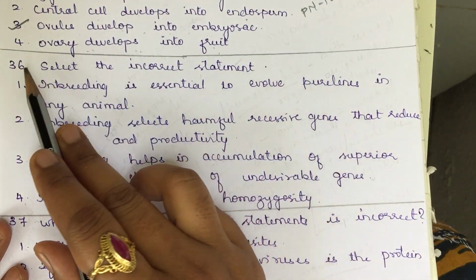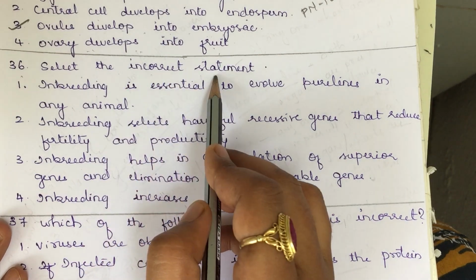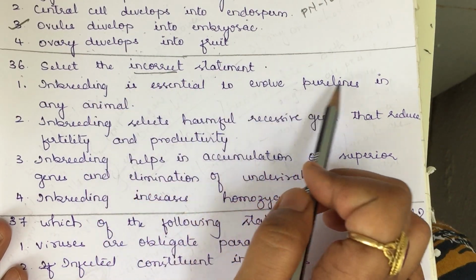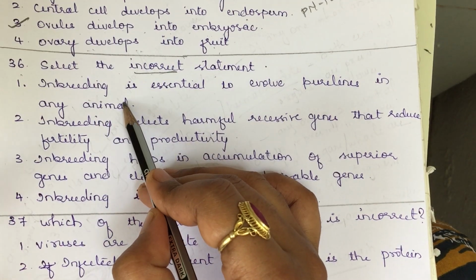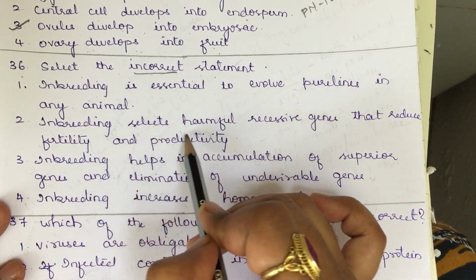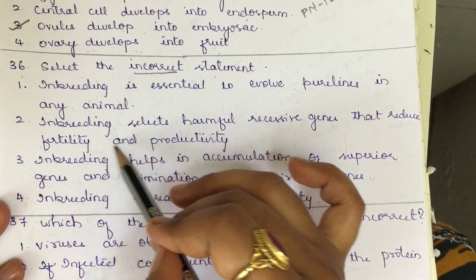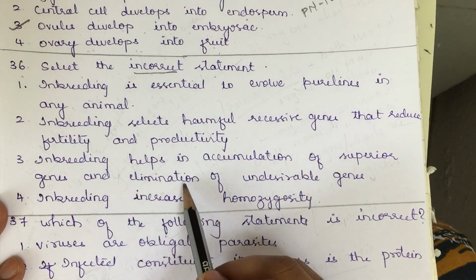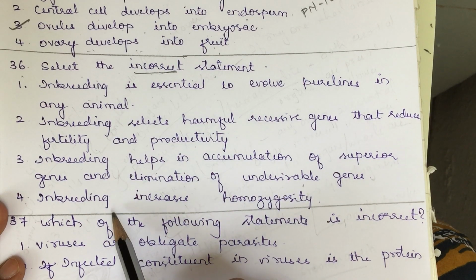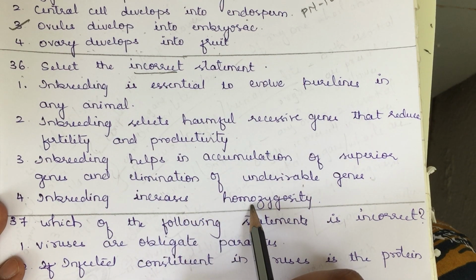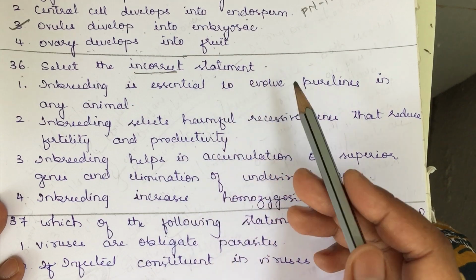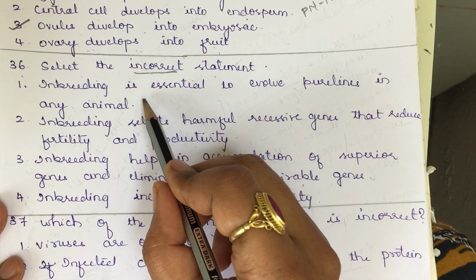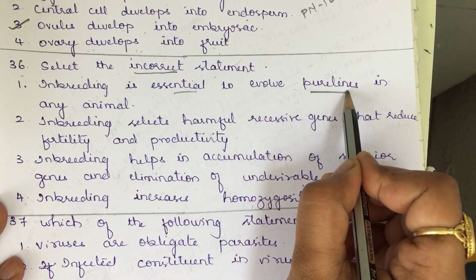Okay, next question, question number 36. Select the incorrect statement. Again, wrong statement. Inbreeding is essential to evolve pure lines in any animal. Then, inbreeding selects the harmful recessive genes that reduce fertility and productivity. Inbreeding helps in accumulation of superior genes and elimination of undesirable genes. Inbreeding increases homozygosity. Which one is incorrect? Inbreeding is essential to evolve pure lines in any animal. Yes, it is essential to get pure lines.